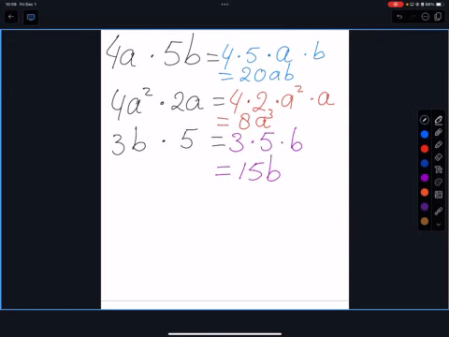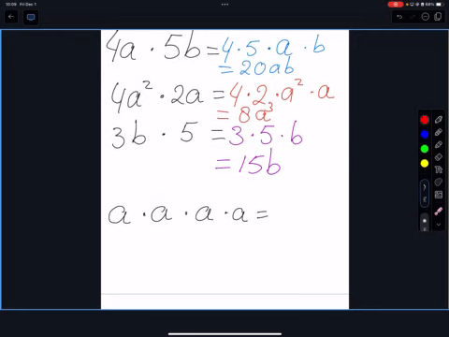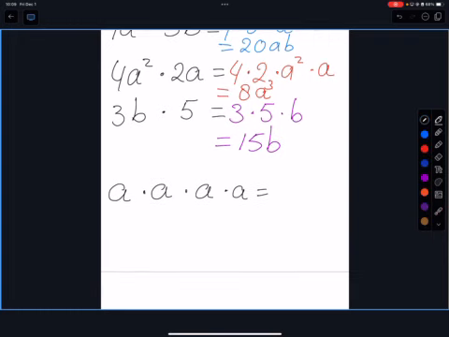What do I mean? When you have variables multiplied with each other, A times A times A times A. The question is, how many A's do you have? You have a total of 4. So what do you do? You count all the exponents together, and that becomes a to the 4.